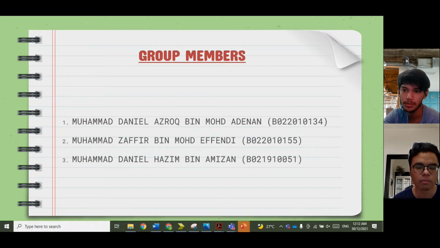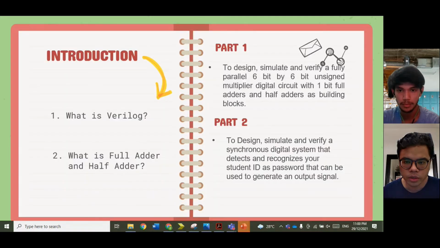Firstly, my name is Muhammad bin Azraq bin Muhammad Adnan and my matric number is B0220100134. Next one is me, Muhammad Zafi bin Muhammad Effendi. My matric number is B0220101155. And our last group member is Muhammad bin Hazi bin Amizan with matric number B021910051.